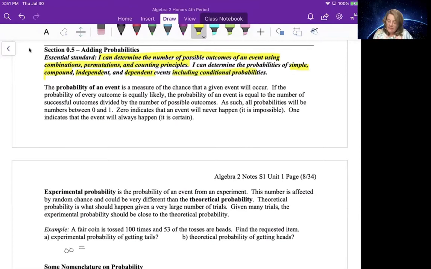What is the probability of an event? It's the measure of a chance that a given event will occur. What's the chance that it'll happen? If the probability of every outcome is equally likely, the probability of an event is equal to the number of outcomes divided by the total possible outcomes. So in other words, a certain event is 1, and the chance of it never happening is 0. So the probability values will always be between 0 and 1. 0 means that it has 0 chance of happening, and 1 means that it is certain to happen. Of course, that is probably not ever really true.